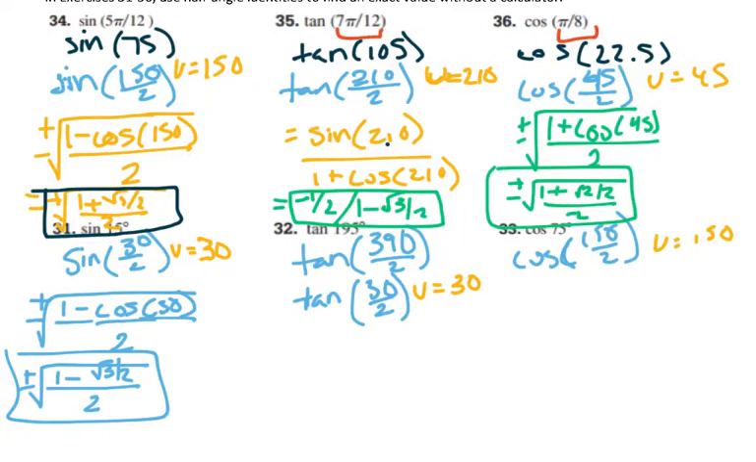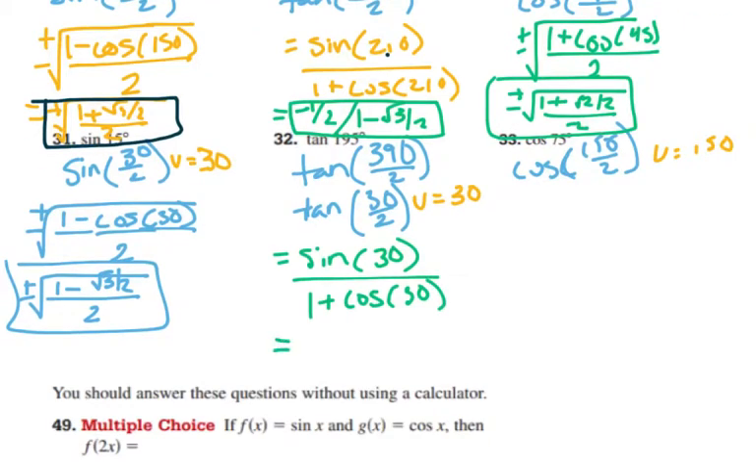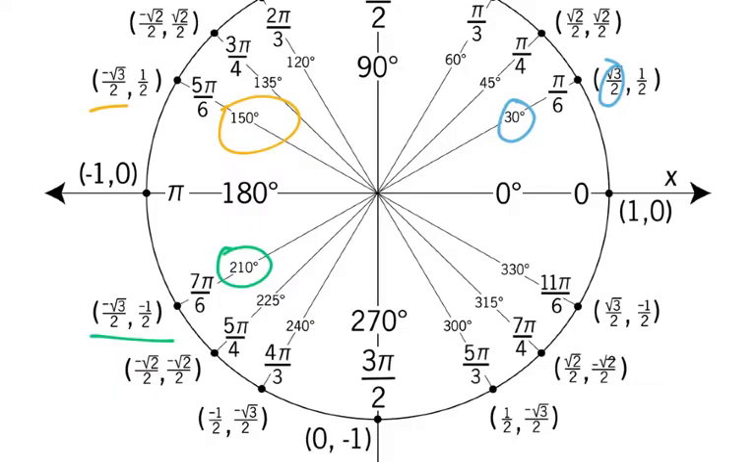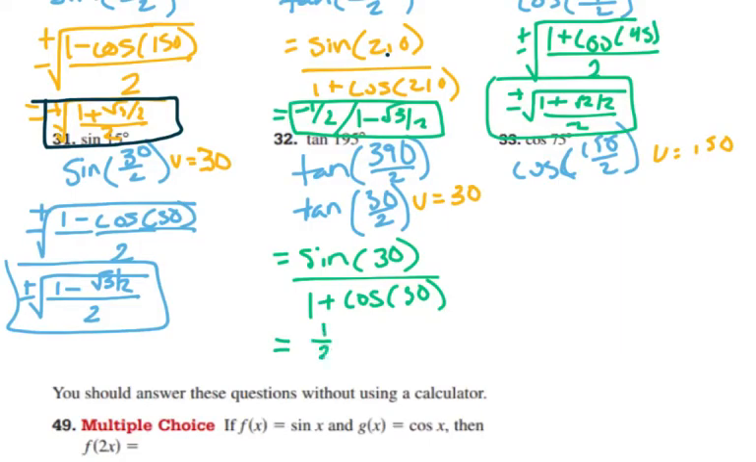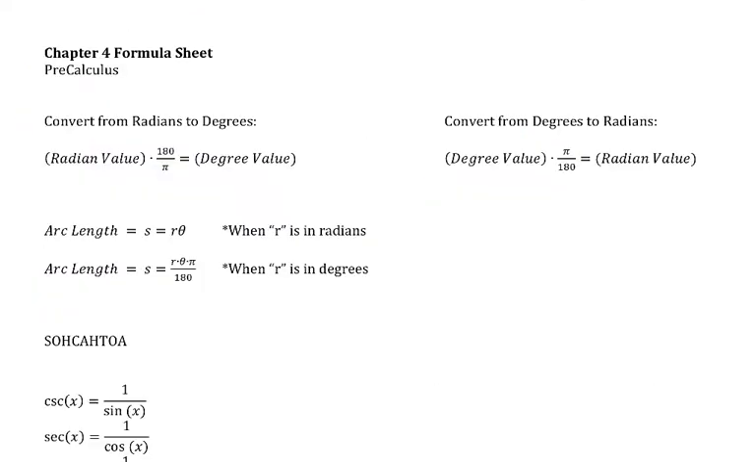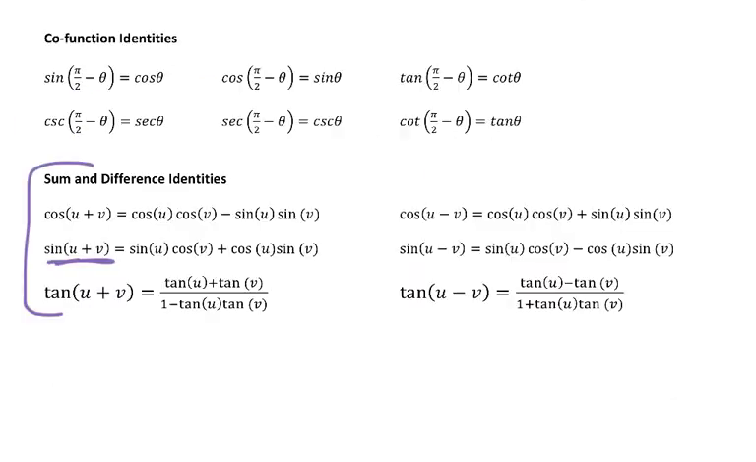Then the next one is tangent, and so tangent, we're getting 30 as our u value, so going back to this one up here, sine of 30 over 1 plus cosine of 30, and so that simplifies. Our sine of 30 is a half. So a half over 1 plus cosine of 30. Oh. And cosine of 30 is square root of 3 over 2.